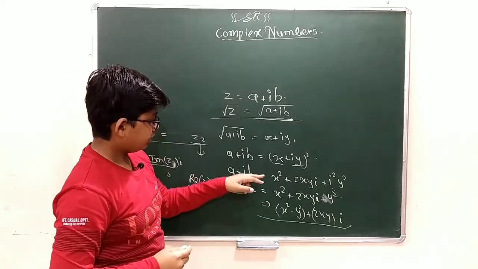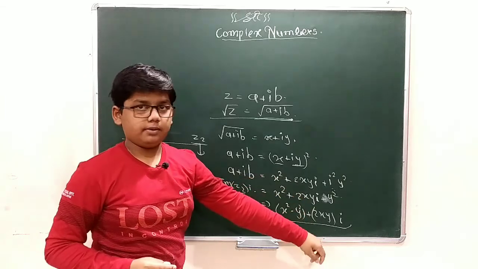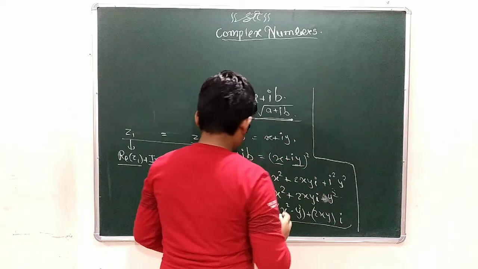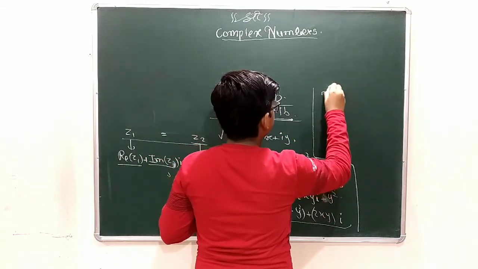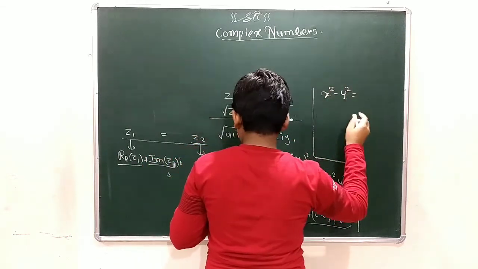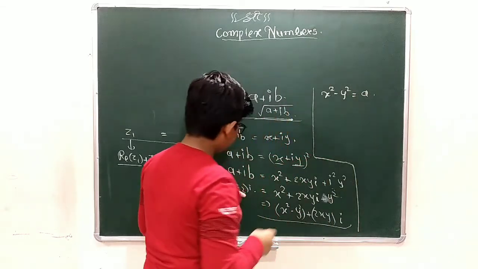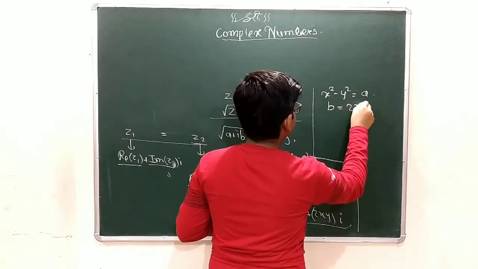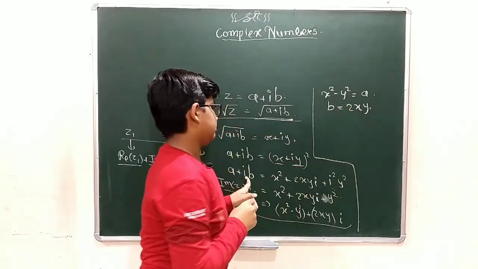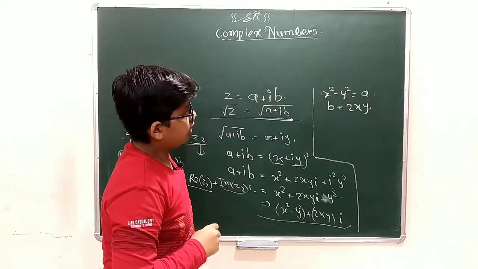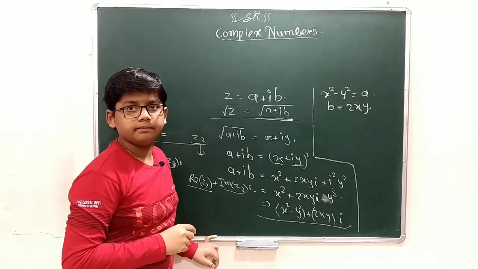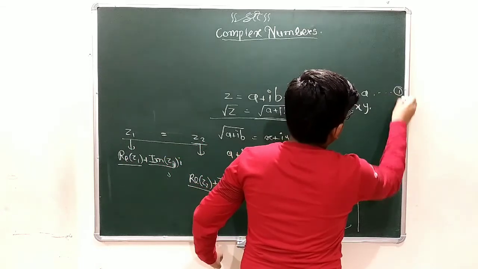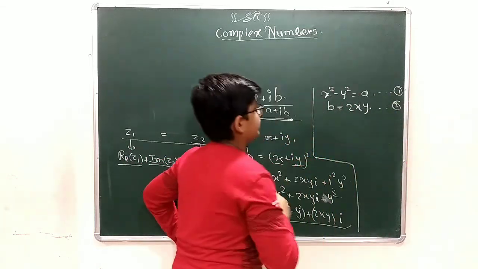By using the same hypothesis, we can find the values of a and b, so we get two equations. The first equation is x squared minus y squared is equal to a, and the other equation is b is equal to 2xy. We have to solve these equations to get the values of x and y. This is equation 1 and this is equation 2.